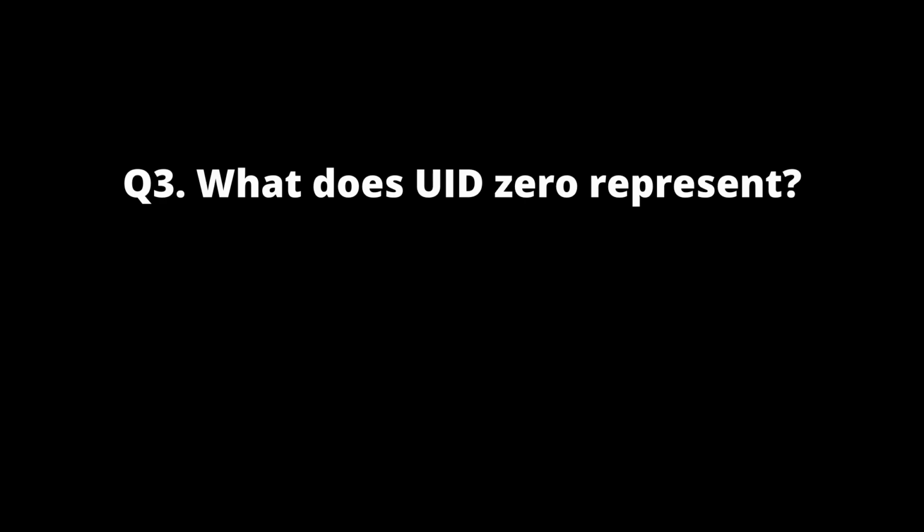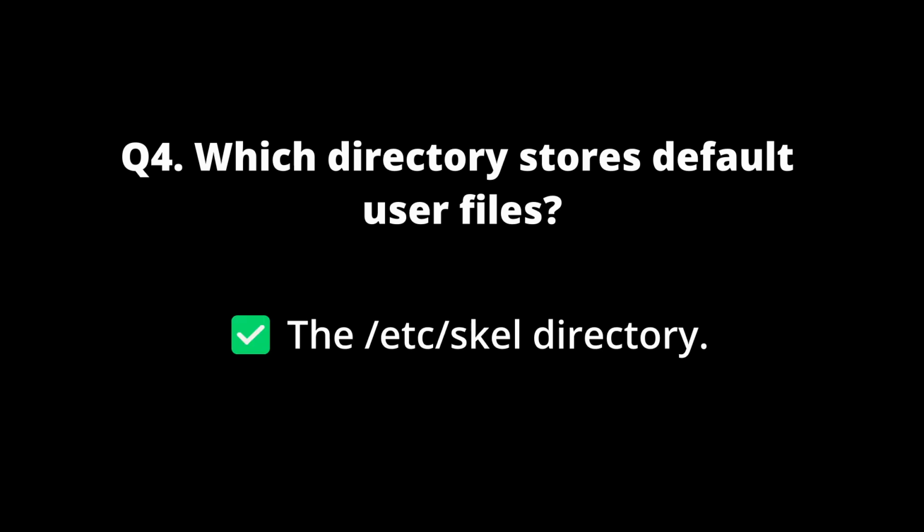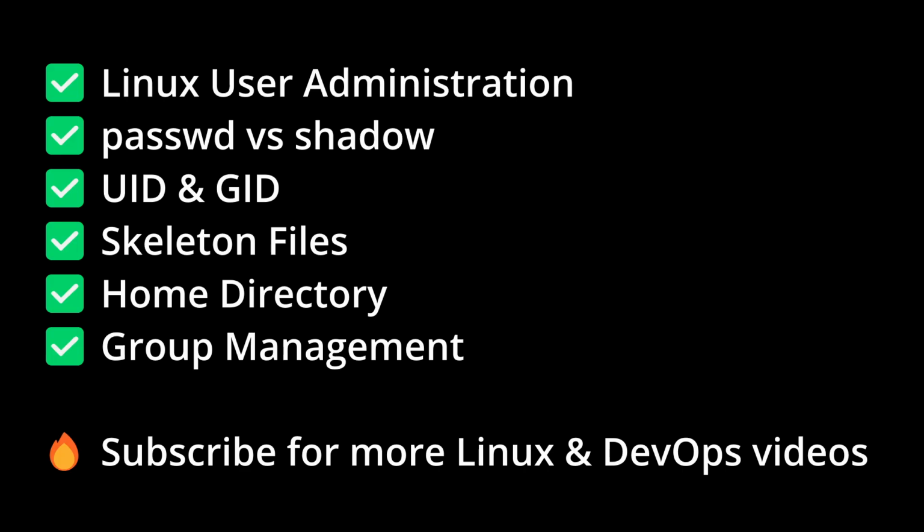Question number 3. What does UID 0 represent? The root user, the most privileged account in Linux. Question number 4. Which directory stores default user files? The /etc/skel directory. And final question. Which command shows UID and GID information? The id command. So today we learned what actually happens internally when a Linux user is created.